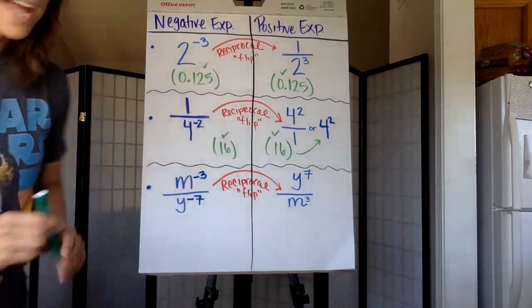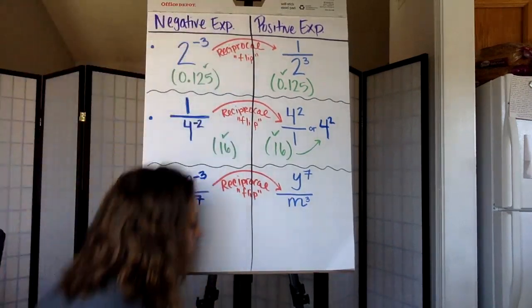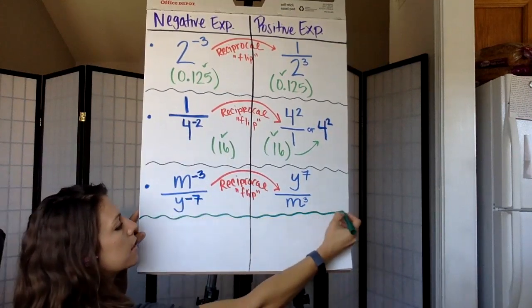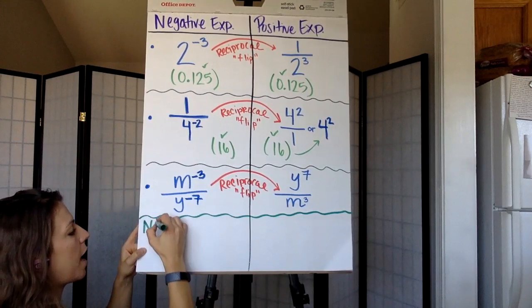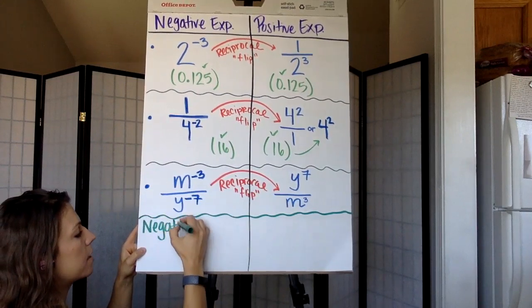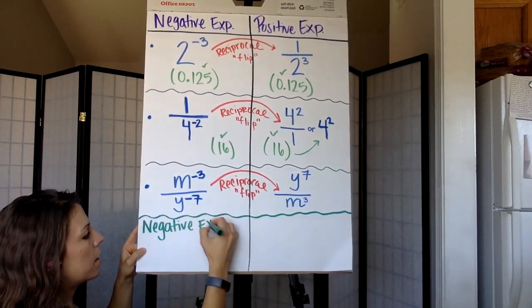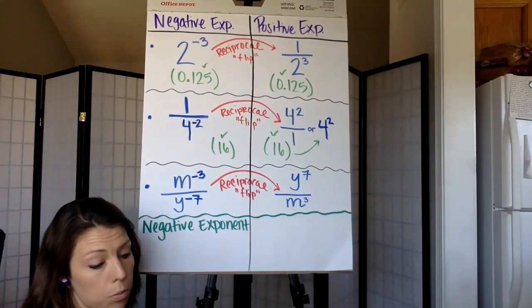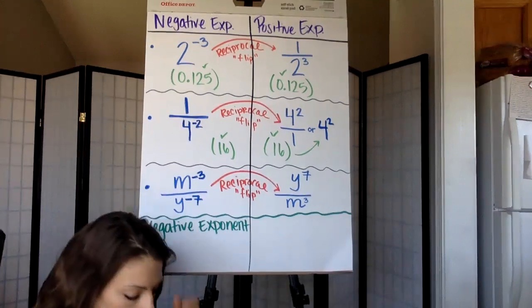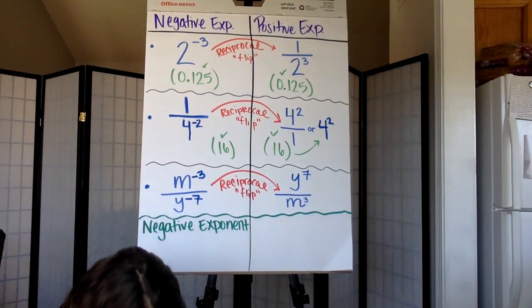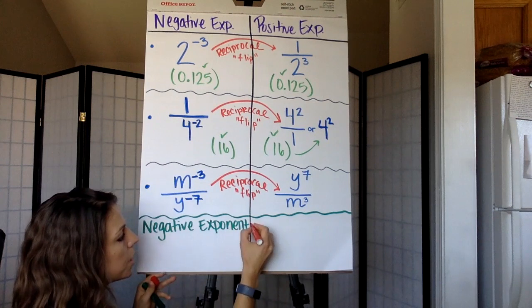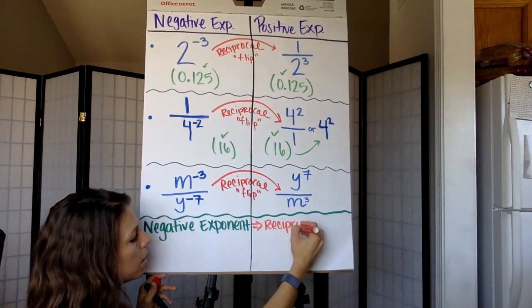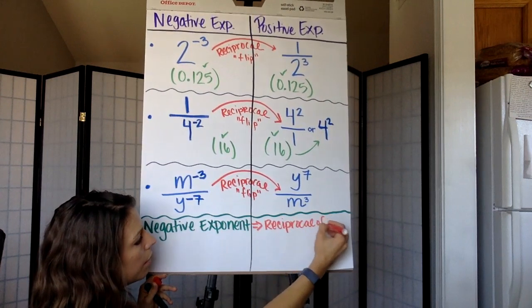All right, so guess what? That leads us to a rule. So the rule, or a property, is: when you have a negative exponent, which is a big no-no, we don't like negative exponents, right? To turn it positive, what do we do? We take the reciprocal of the base.